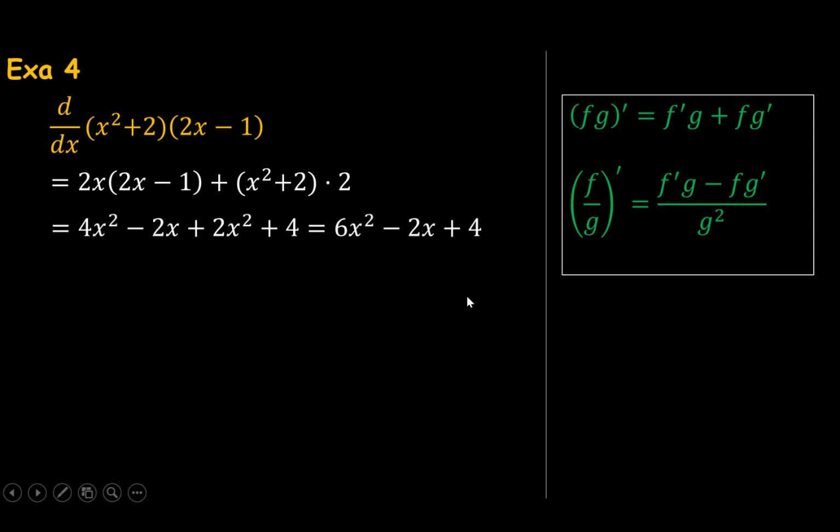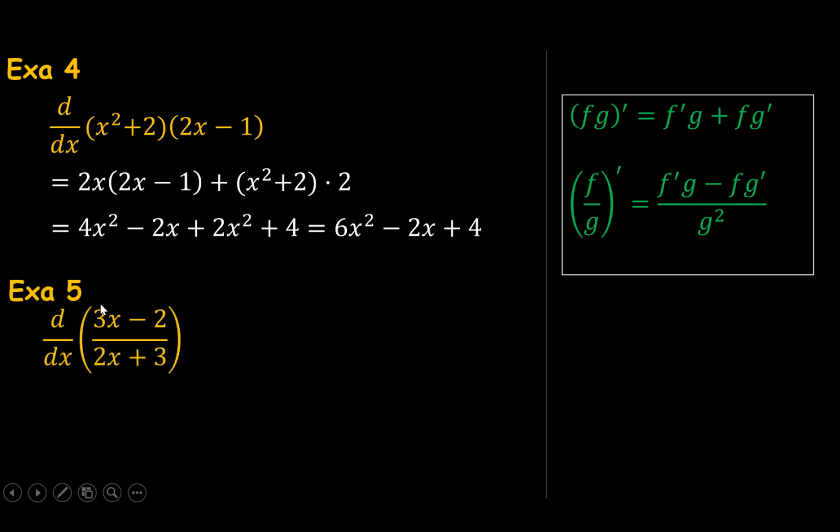Okay. Let's look at the quotient rule. The quotient rule says f over g derivative is equal to the following fraction. The denominator is just the square of the denominator, so g squared. The top becomes f prime g minus f g prime. Okay, let's look at an example here.